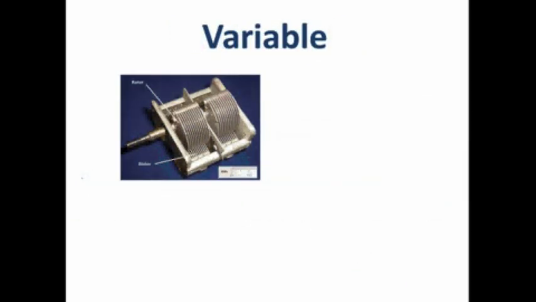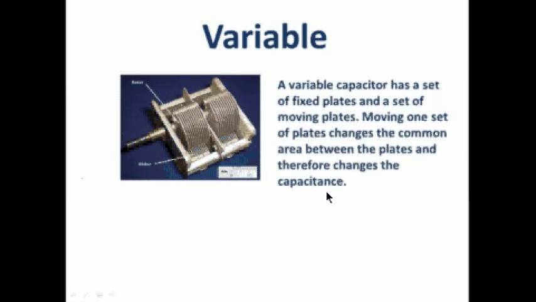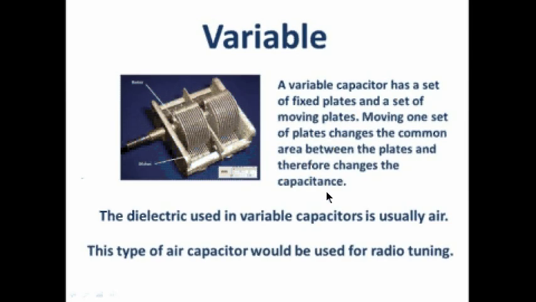Variable capacitor has a fixed part of the capacitor and a moving, rotating part, and what we can do, we can rotate this rotor to change the capacitance because it changes the area that is common to the two plates. The dielectric used is usually air. In this case, in this photo, it's air, and it will be used for radio tuning.